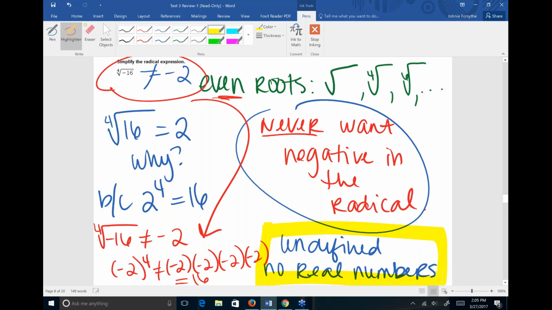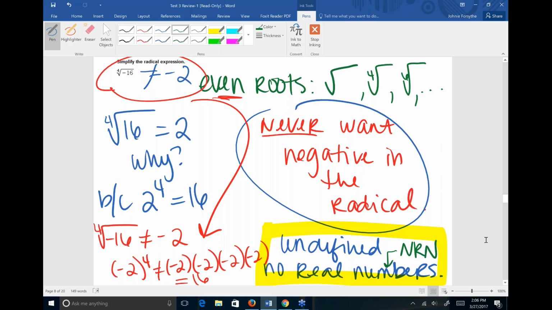And I want to say on the actual test, if your answer is no real numbers, you have to type NRN, which means no real numbers, in the Blackboard test. And it'll tell you that. It'll remind you, if it's no real numbers, type NRN. So that's another reason to do your review several times, because you'll get used to the questions and used to how they're asking them.